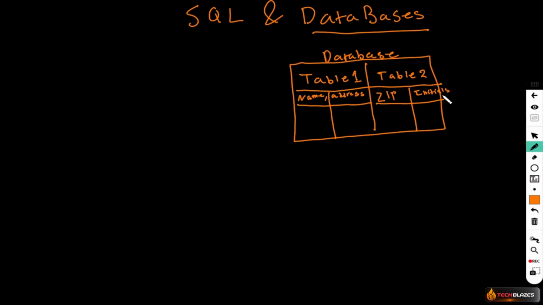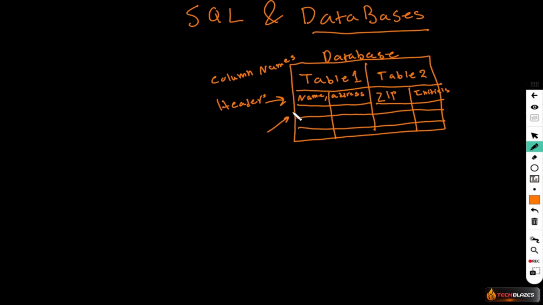And then in each of the columns in the table, there are going to be rows of data, just like in an Excel spreadsheet. So you can think of these as the headers. And so the headers are, we call them, the column names. Right? And then the rows, all of these, are also known as the data.